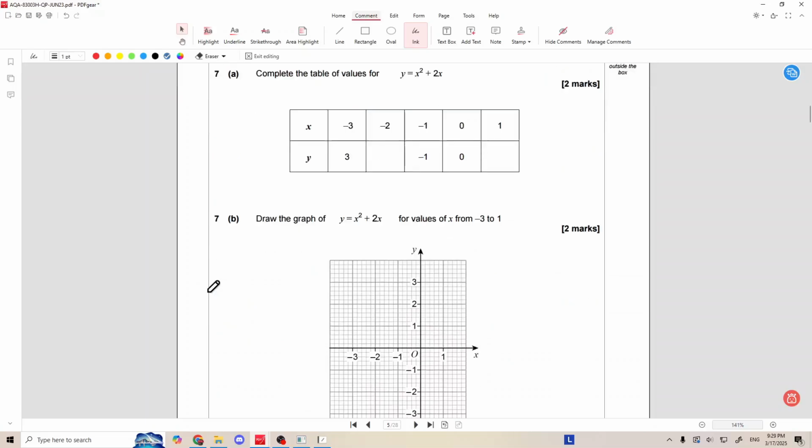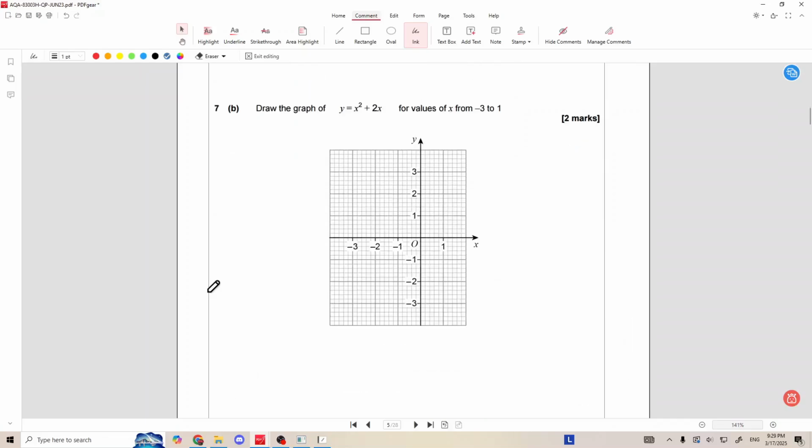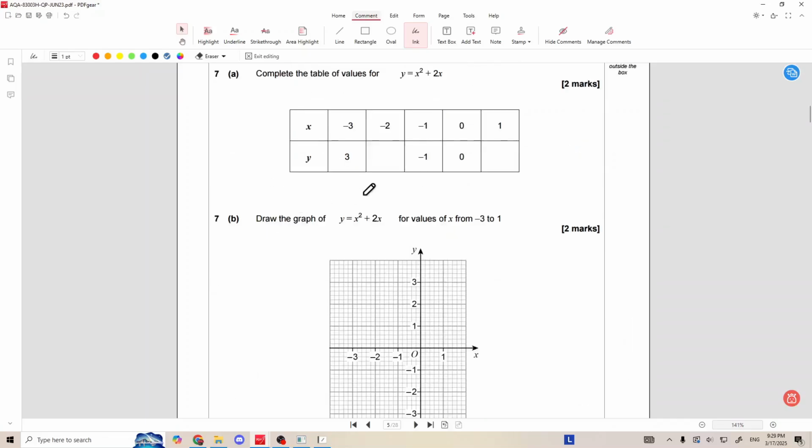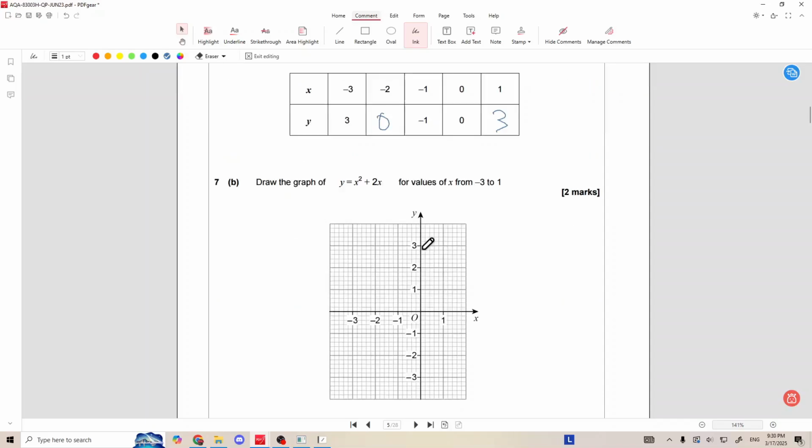Complete the value. Oh my god, draw the graph. I can't draw this graph on this damn screen. Okay. First, we'll just complete the table of values. Like, why do we have to draw a graph? Alright, good luck with me trying to do this.